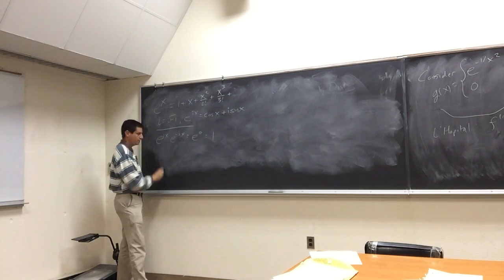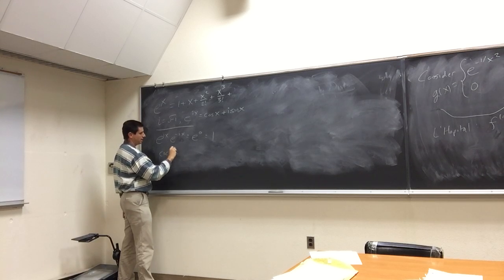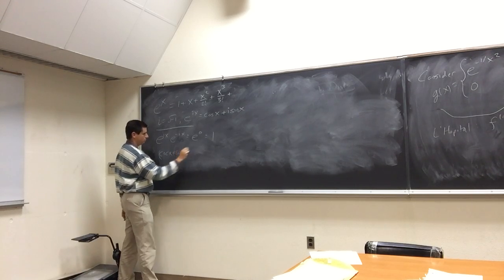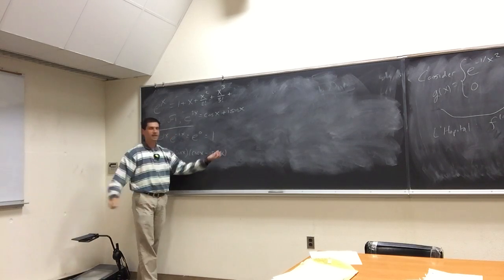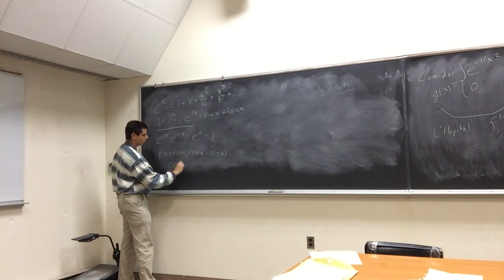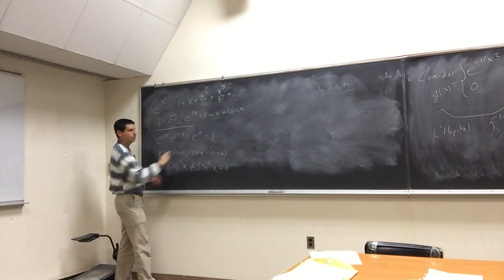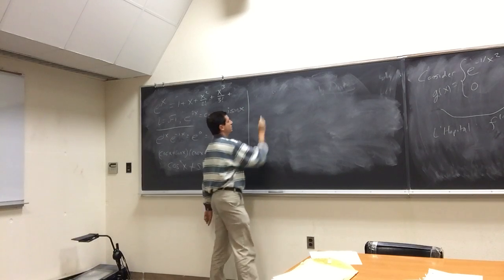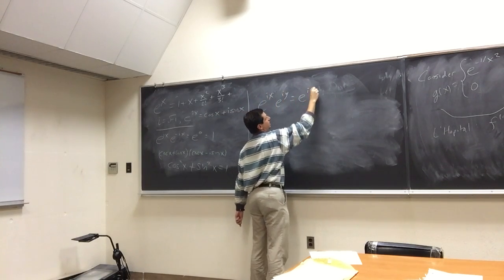Okay, so e to the ix times e to the minus ix is e to the 0, which is 1. So this is going to be cosine x plus i sine x times cosine x minus i sine x, because the sine of negative x is minus sine of x. When you expand this, you get cosine squared of x plus sine squared of x equals 1, because the cross terms vanish. There's Pythagoras.